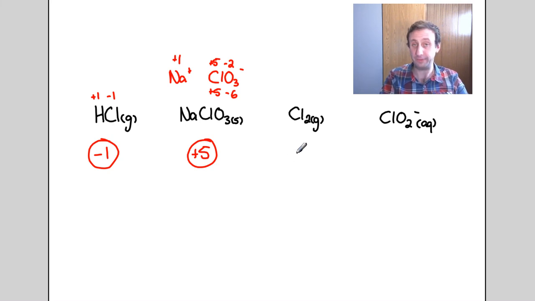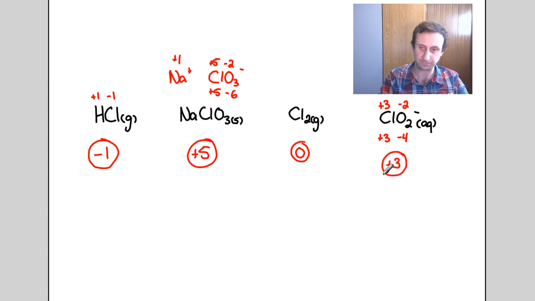For Cl2, this is an element. I don't even have to do the work. It's 0. Okay, that's my oxidation number. And then ClO2 minus, I have -2 times 2 is -4. So that means chlorine's going to have to be +3. I only have 1. So it's +3 for the oxidation number of chlorine to get to that -1 overall charge. So +3 is the answer here.